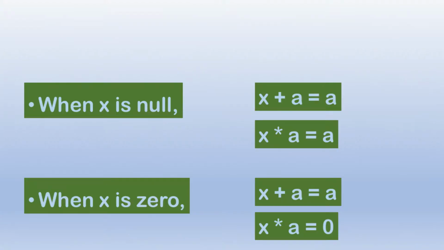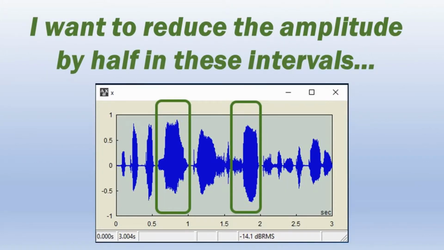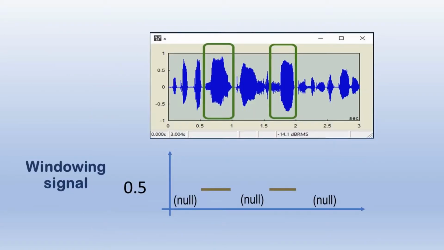What do we need to know about null signals? First, for the multiplication operation, the null signal has no impact on the operand signal, but the zero signal masks the operand signal with zeros. So if you want to apply a multiplication factor to another signal for certain time intervals, but leave as is in the other intervals, using a signal with null blocks is a great way to do it.